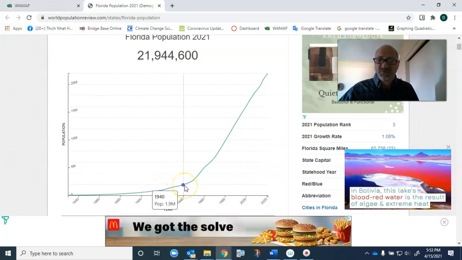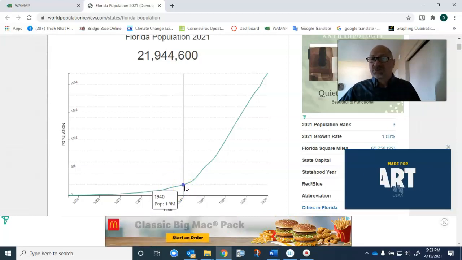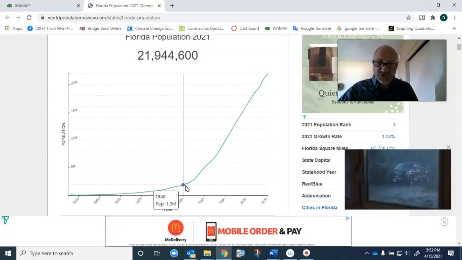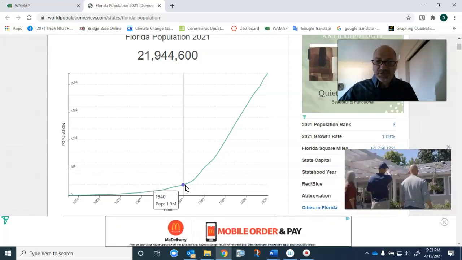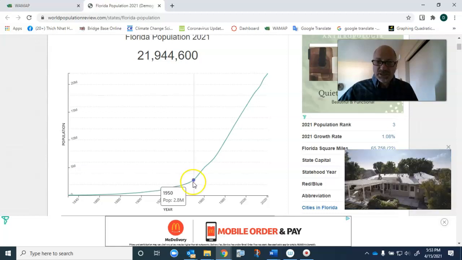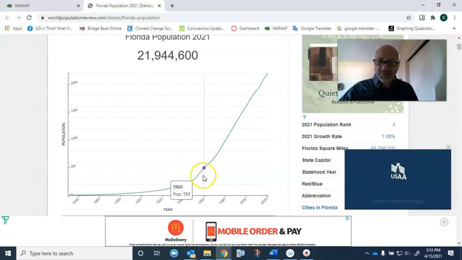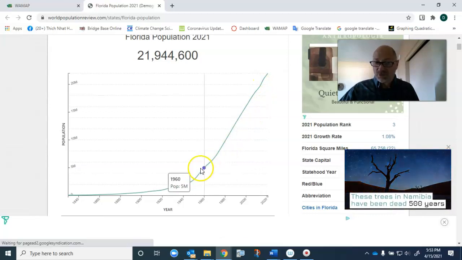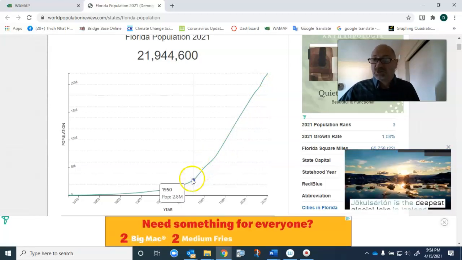I picked from 1940, and notice that some of these graphs will have the data values on them. As I move my cursor, it tells me the 1940 population was 1.9 million, and 1950's was 2.8 million, 1960's 5 million, and so on all the way up. I recorded all those values and put them in a table, and I'm going to show you what you'll need to do, the same thing.